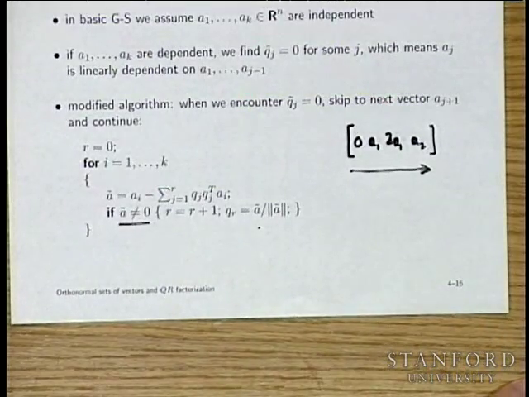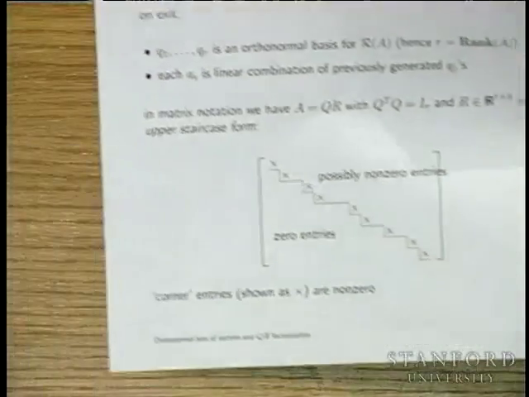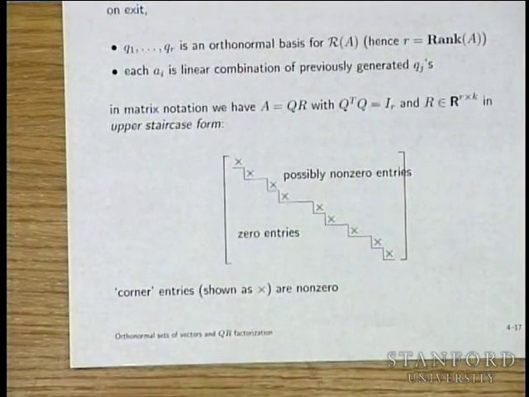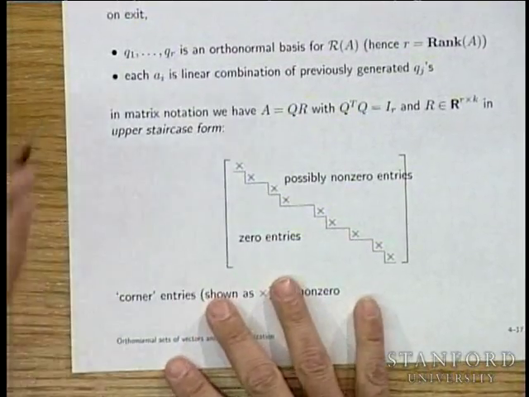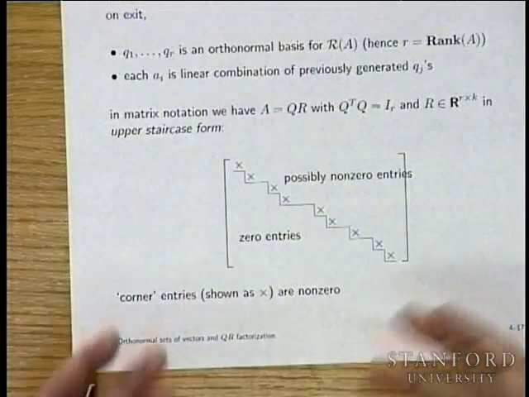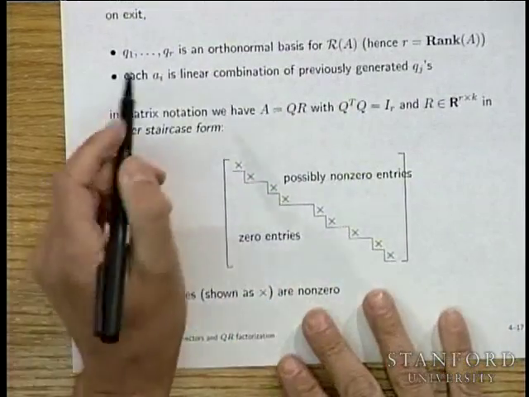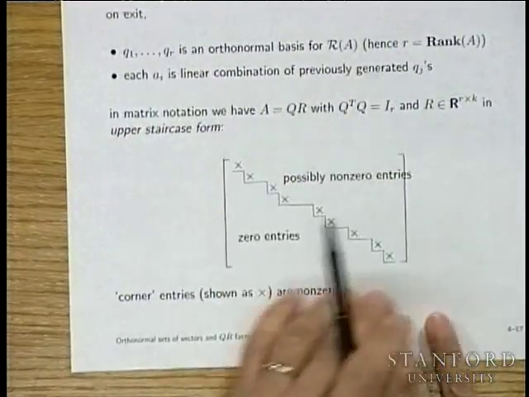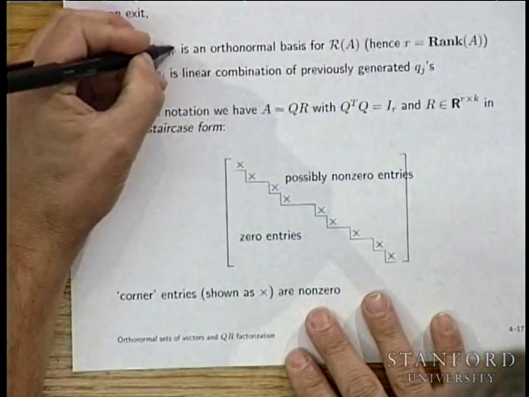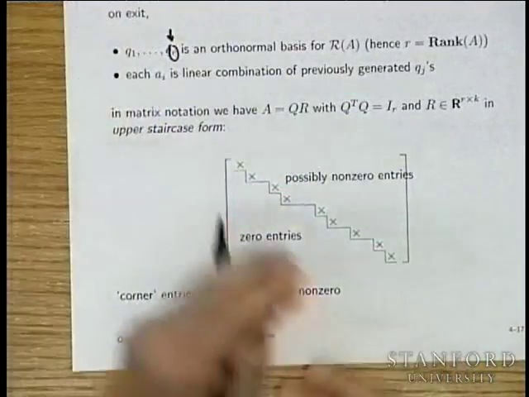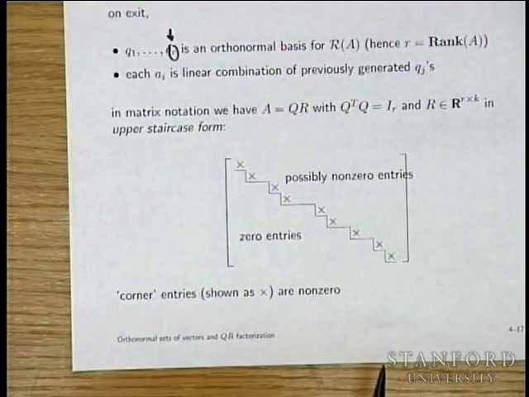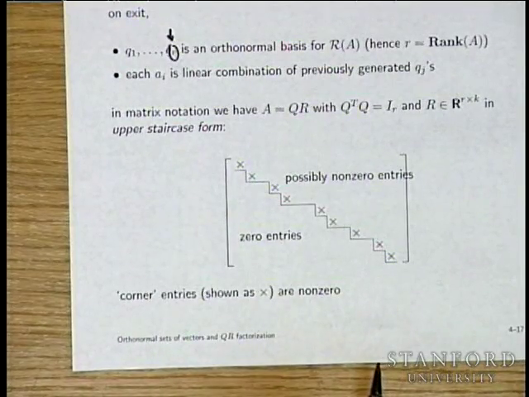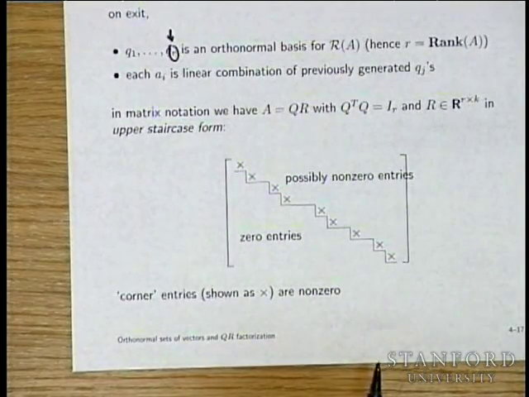So you can actually say much more. It's not q1 through qi; they're indexed a different way. q1 through qr is an orthonormal basis for the range of A. But notice what happened here: r can be less than k. So that's what happens. r can be less than k.